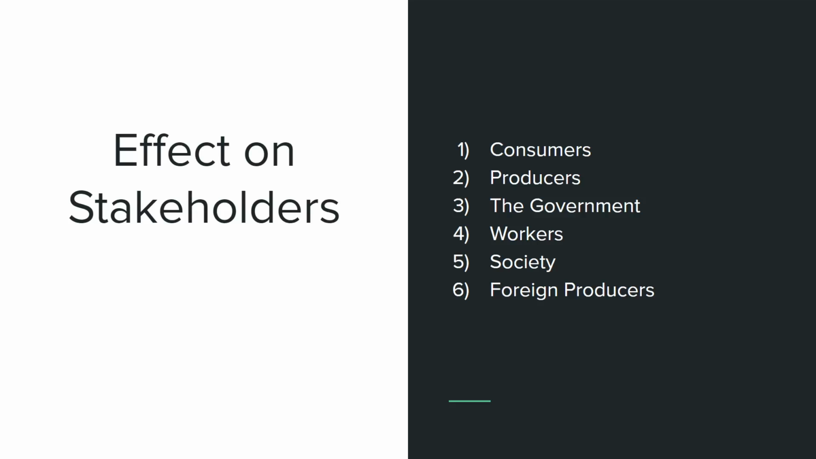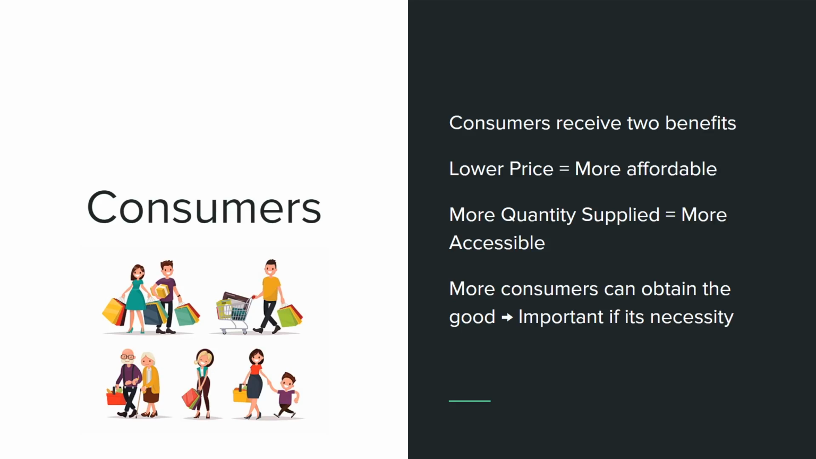So the first stakeholder is always consumers. So consumers receive two benefits. The first is the lower price from the original market equilibrium price. So the good is more affordable. The second is more quantity is being supplied in the market, which means the good is more accessible. So what this means is that not only is the after transaction income going to be higher, more consumers can actually obtain the good.